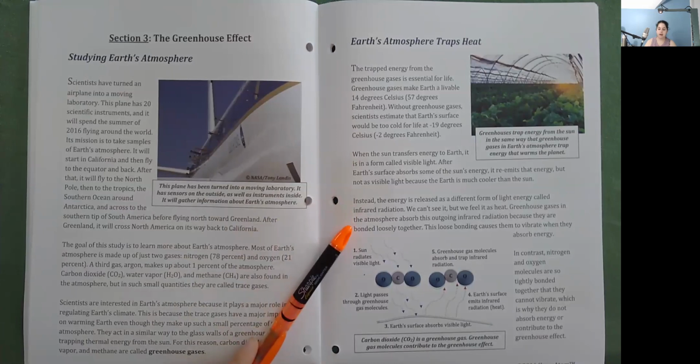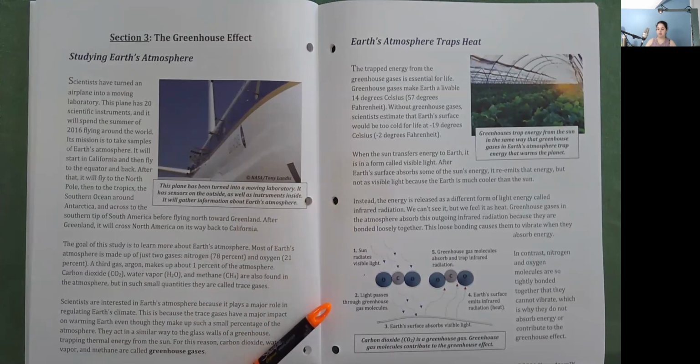Greenhouse gases in the atmosphere absorb this outgoing infrared radiation because they are bonded loosely together. This loose bonding causes them to vibrate when they absorb energy. In contrast, nitrogen and oxygen molecules are so tightly bonded together that they cannot vibrate, which is why they do not absorb energy or contribute to the greenhouse effect.